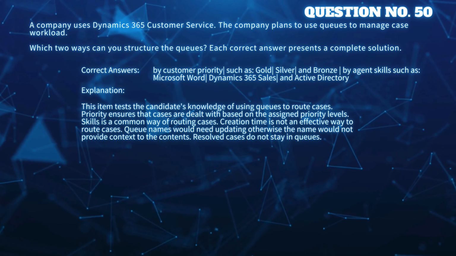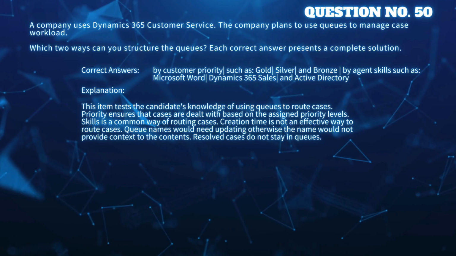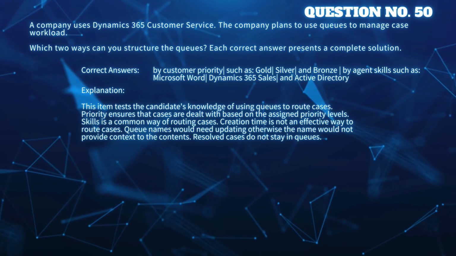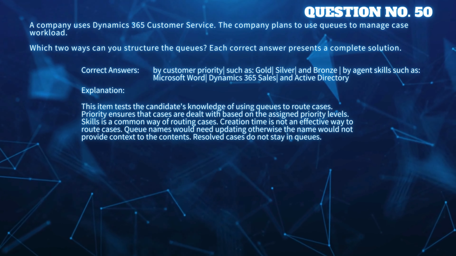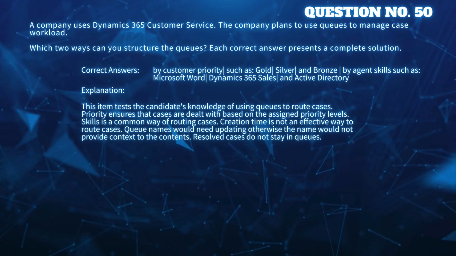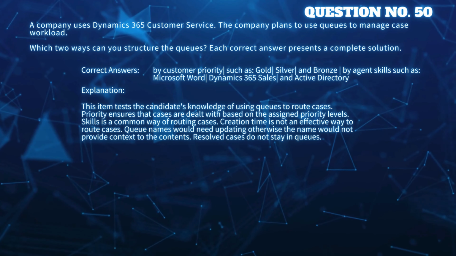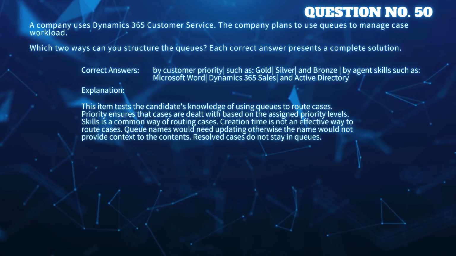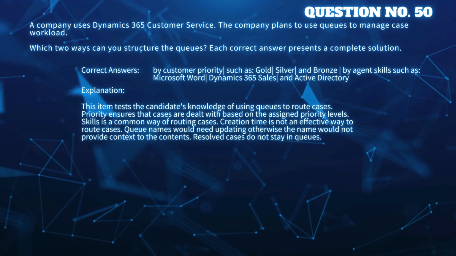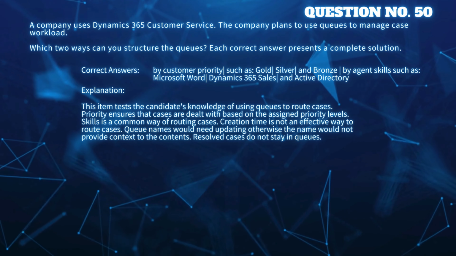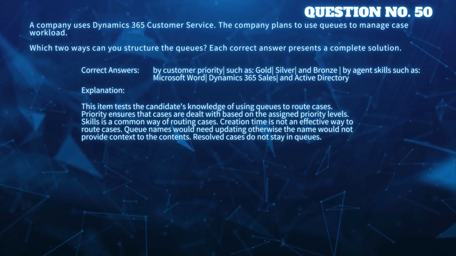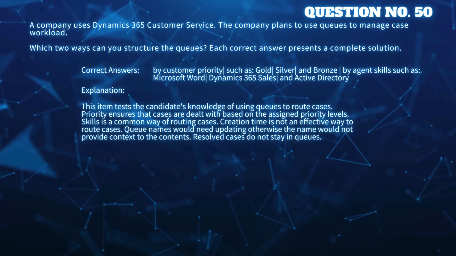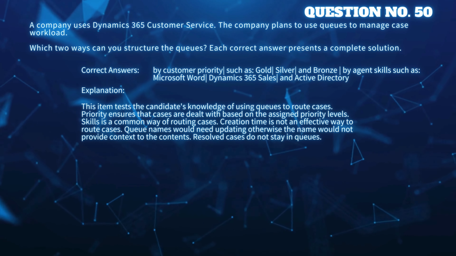Correct answers: by customer priority, such as gold, silver, and bronze; by agent skills such as Microsoft Word, Dynamics 365 Sales, and Active Directory. Explanation: this item tests the candidate's knowledge of using queues to route cases. Priority ensures that cases are dealt with based on the assigned priority levels. Skills is a common way of routing cases. Creation time is not an effective way to route cases. Queue names would need updating, otherwise the name would not provide context to the contents. Resolved cases do not stay in queues.